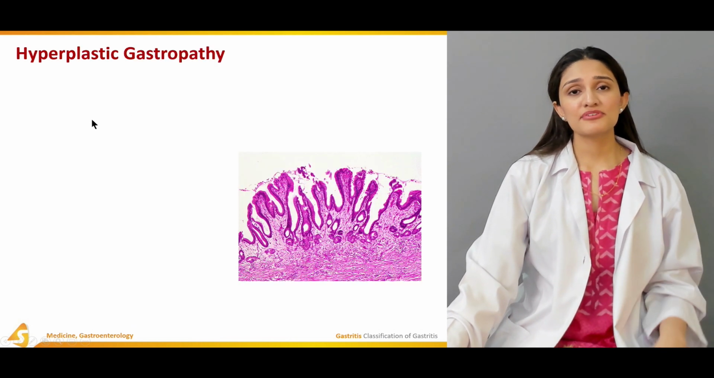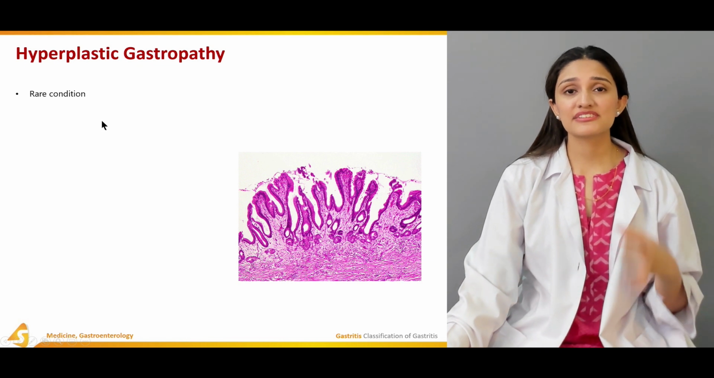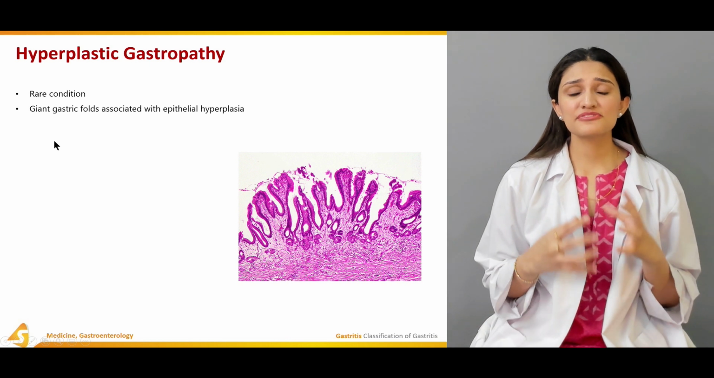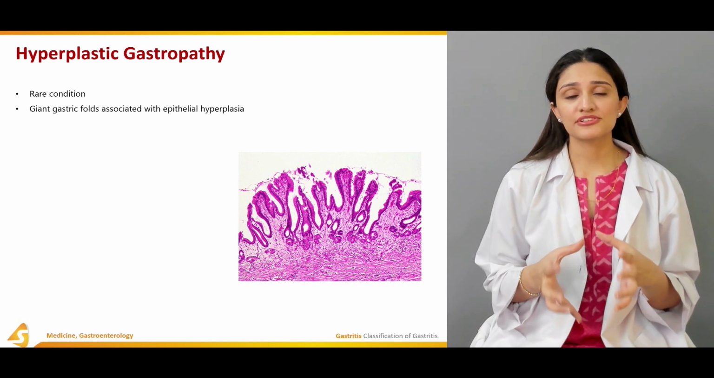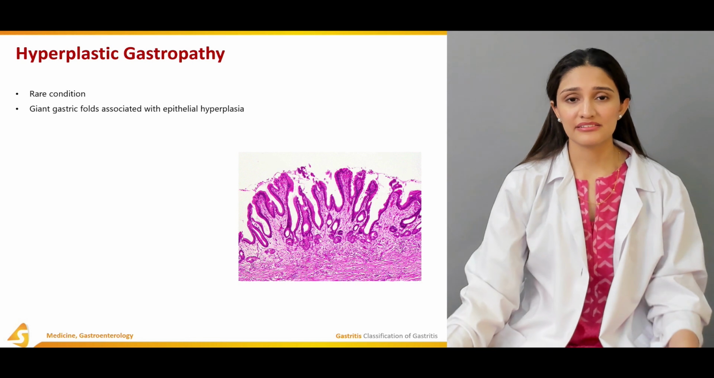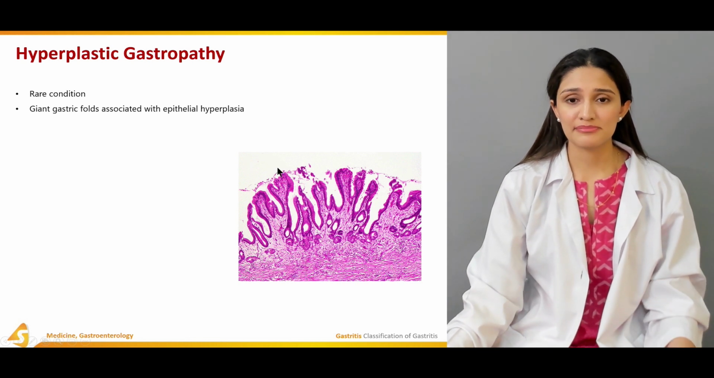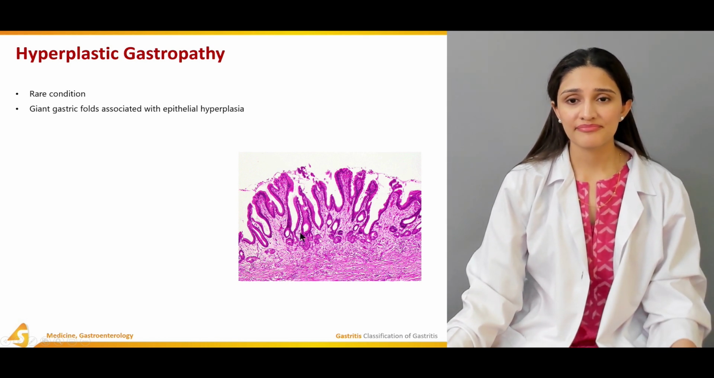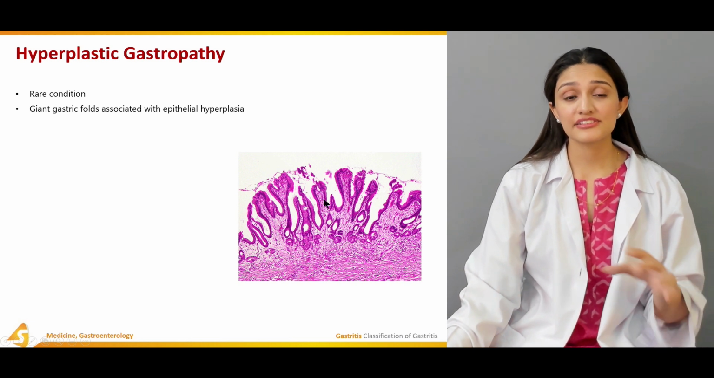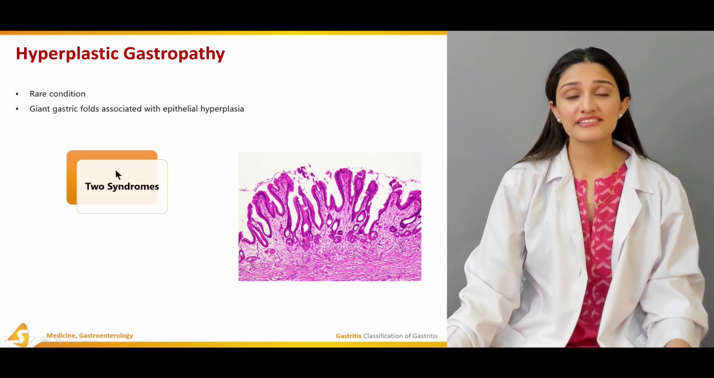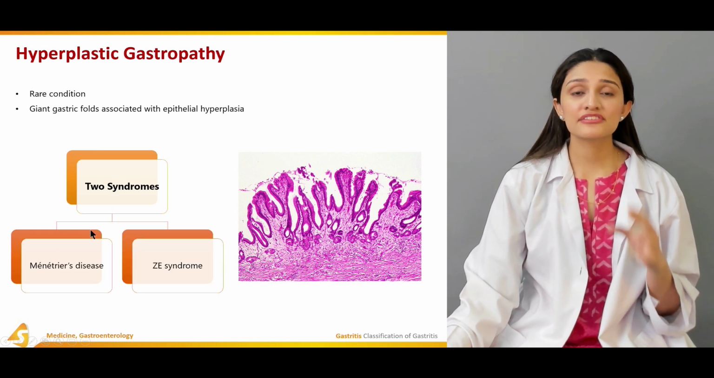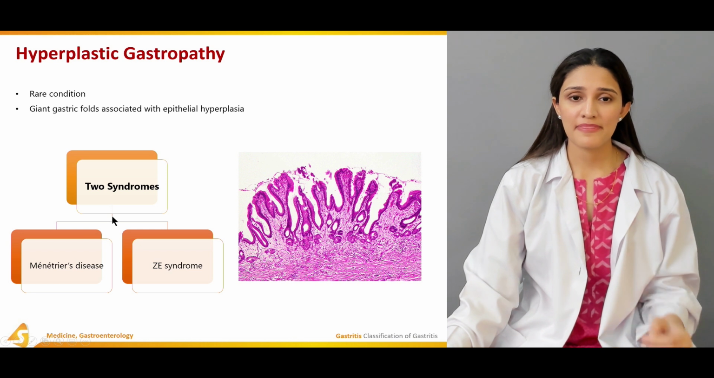There's a different type of hyperplastic gastropathy, which is very common these days. It consists of giant gastric folds associated with hyperplasia of the epithelium. As you can see, there are very prominent folds within the gastric epithelium, and it consists of hyperplasia. It includes two syndromes, one being Menetrier's disease and the other being Zollinger-Ellison syndrome.